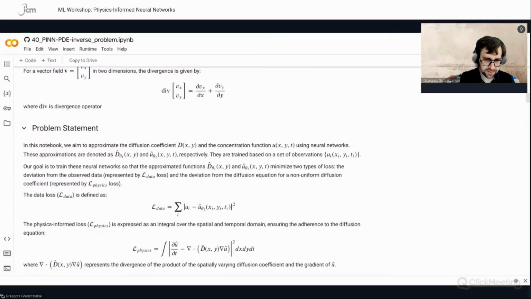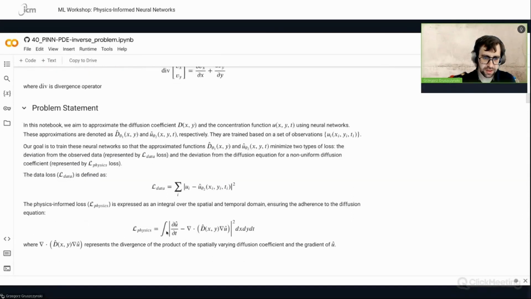Now, knowing the basics, we can write the problem statement. And it consists of two kinds of loss. First is the data loss. So this is the usual part in the training of a neural network. And the second term is the physics-informed loss. So this is the term coming out from PINNs. So here we have the diffusion equation, which we need to integrate over the whole domain, both in space and in time.